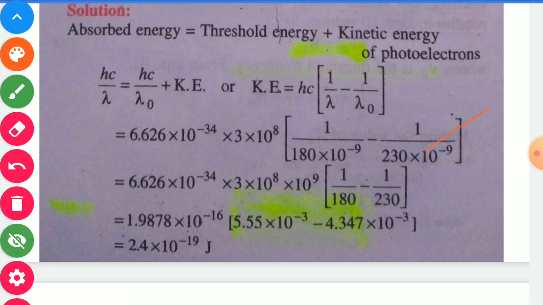So on solving, it will be found to be equal to 1.9878 into 10 to the power minus 16. In bracket, we solve 1 upon lambda, that is 1 upon 180. So it is found to be 5.5 into 10 to the power minus 3 minus 4.347 into 10 to the power minus 3. So finally we may write this one equal to 2.4 into 10 to the power minus 19 joule.